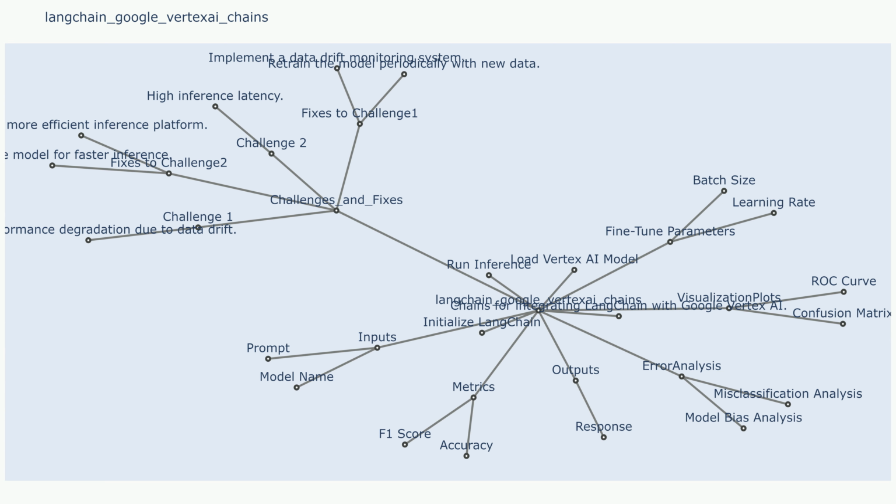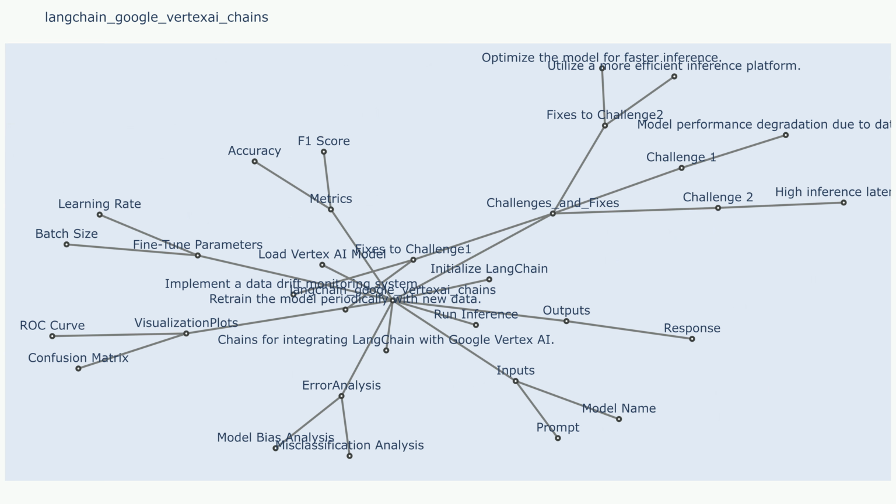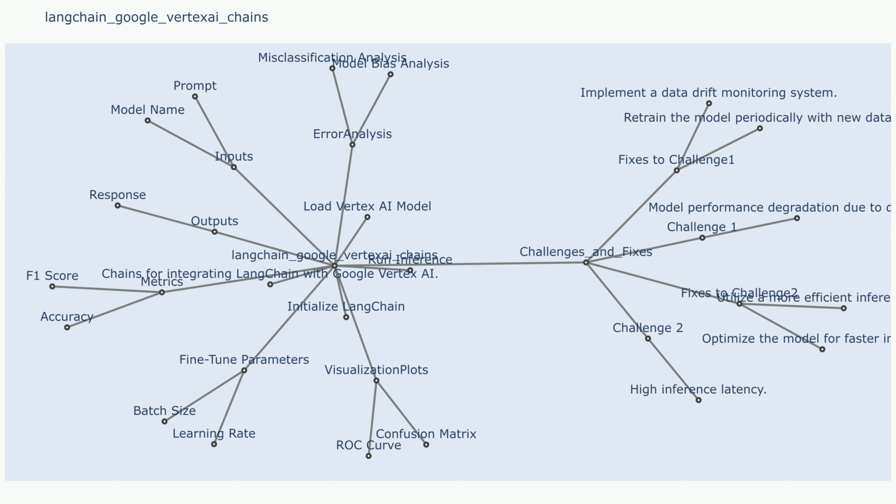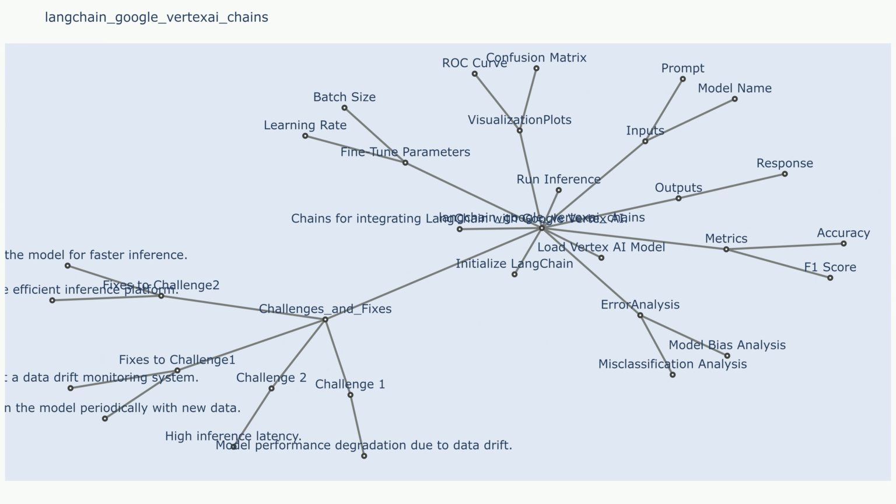Steps. Step 1: Data preparation. The input text is pre-processed and formatted to be compatible with the Vertex AI model's input requirements. This step might involve tokenization, embedding, or other data transformations. Step 2: Model invocation. The prepared data is sent to the Vertex AI model for processing. The model utilizes its trained knowledge to generate predictions or perform other tasks.